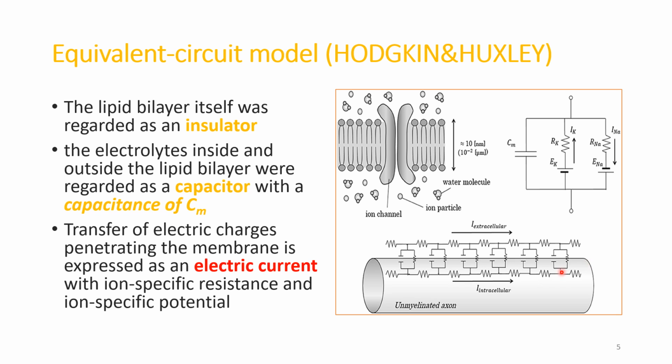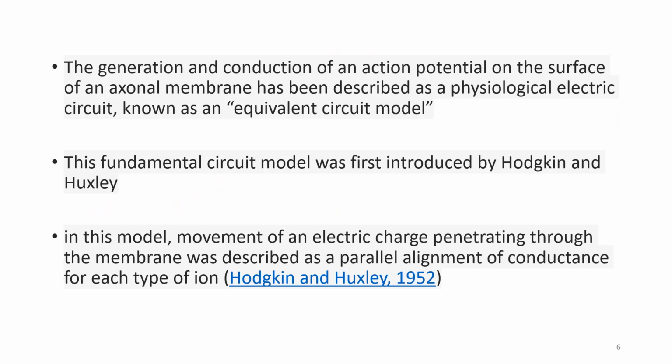So this is an unmyelinated axon. At each and every point there will be formation of an electric circuit. This is called the equivalent circuit model. Here, the generation and conduction of an action potential on the surface of the axonal membrane is described as a physiological electric circuit known as an equivalent circuit model. This fundamental circuit model was first introduced by Hodgkin and Huxley.